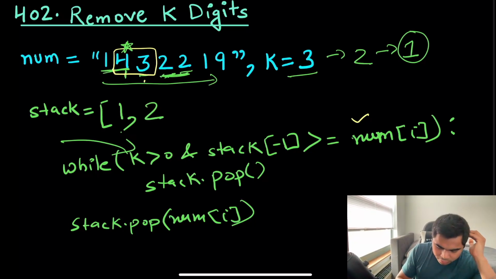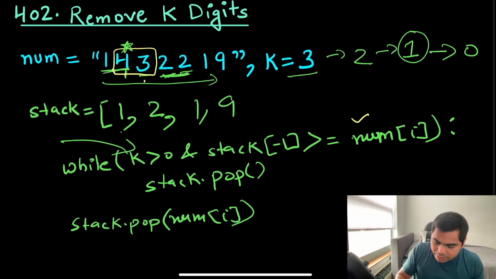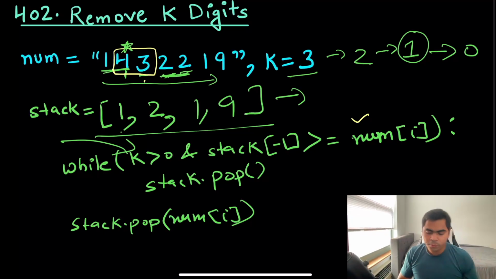So I'll be deleting, I'll be popping. Okay, I'll just pop this 2 and append the next 2, this 2. Then now this k came down to 0. So what I'll do is I'll just keep appending all the numbers. So none of these conditions will satisfy, and append all the numbers. And this is what will be the smallest value that we can obtain.